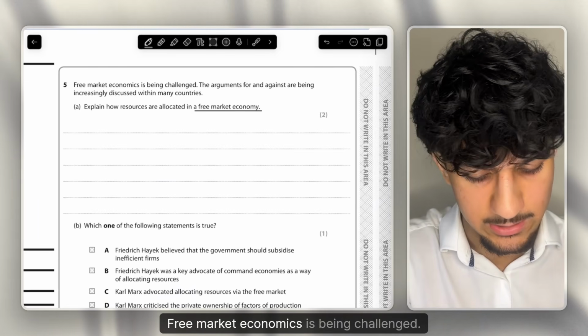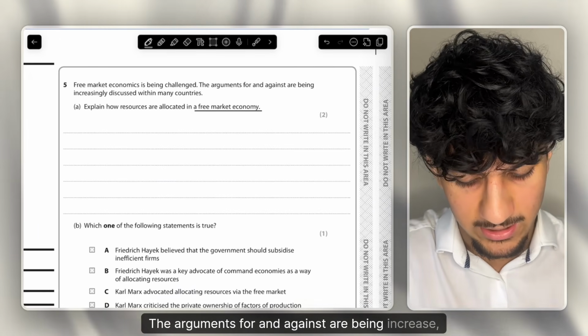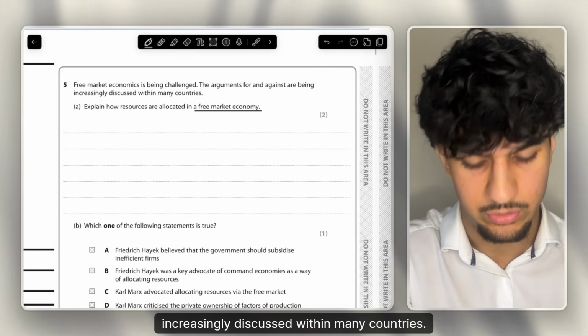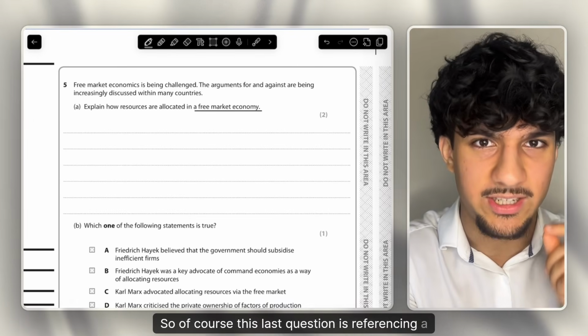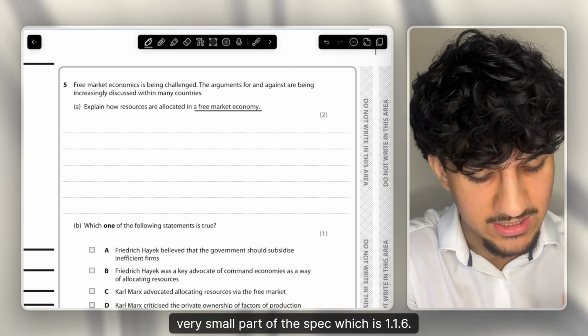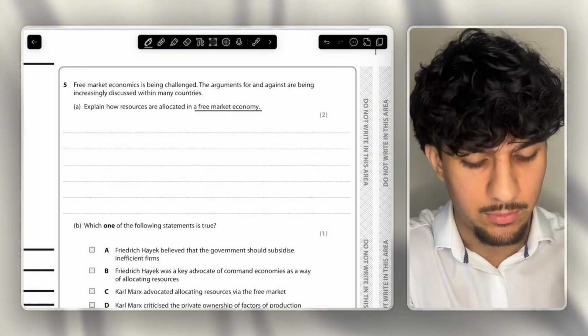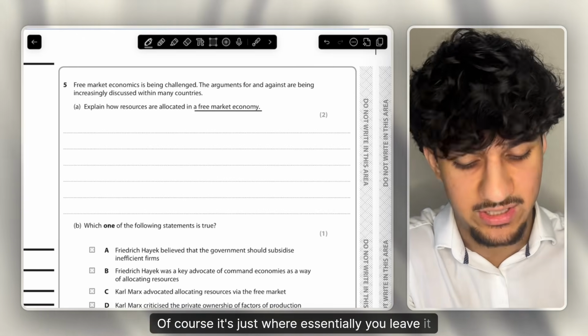Free market economics is being challenged. The arguments for and against are being increasingly discussed within many countries. So of course this last question is referencing a very small part of the spec, which is 1.1.6. But what is the free market economy? Of course, it's just where essentially you leave it to the market.